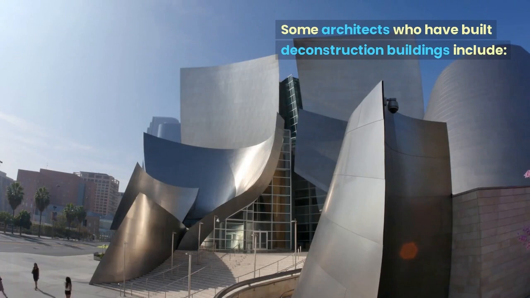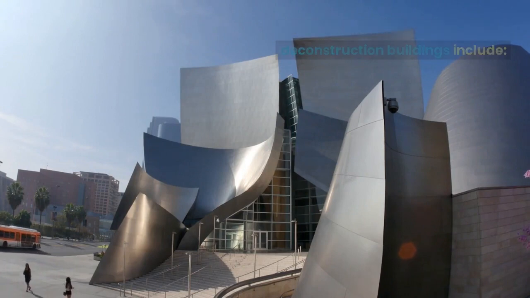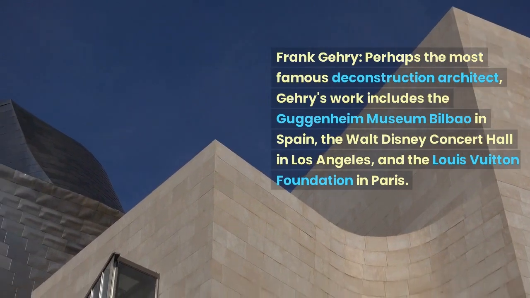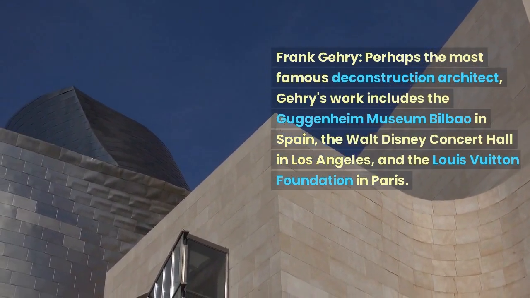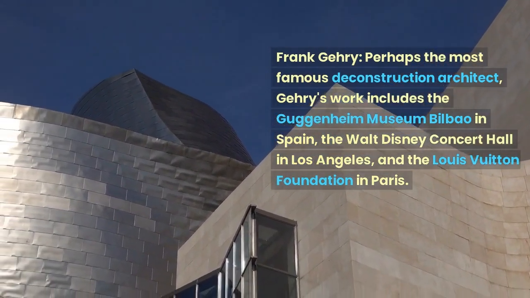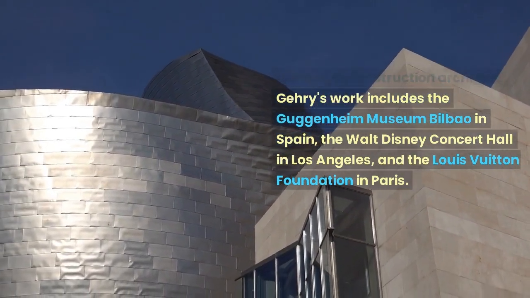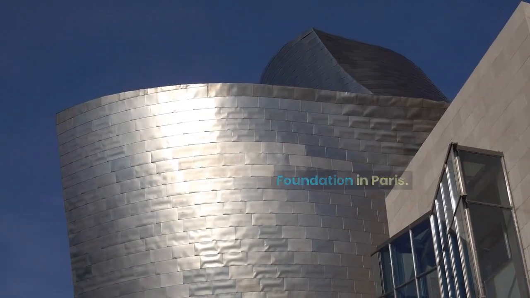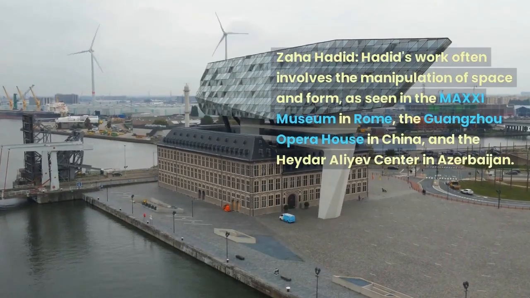Some architects who have built deconstruction buildings include Frank Gehry, perhaps the most famous deconstruction architect. Gehry's work includes the Guggenheim Museum Bilbao in Spain, the Walt Disney Concert Hall in Los Angeles, and the Louis Vuitton Foundation in Paris. Zaha Hadid.